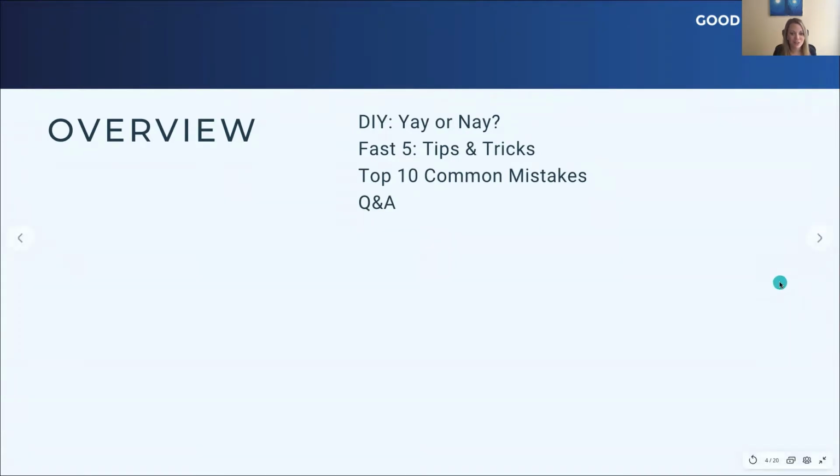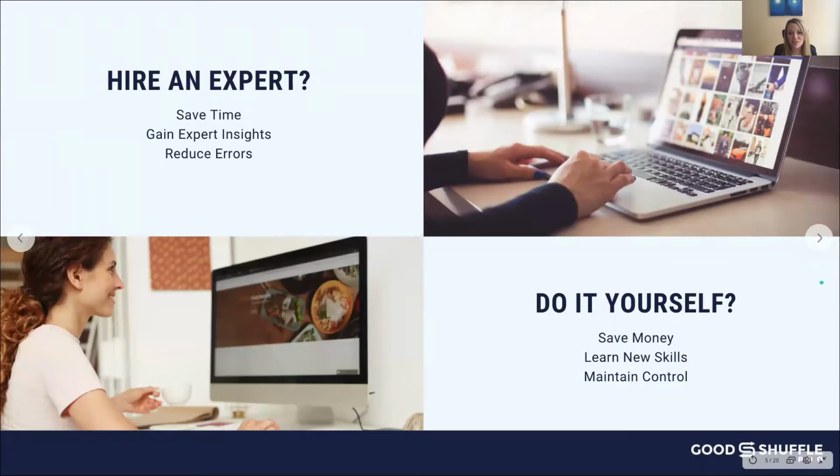So let's get started. The first fork in the road where we see folks get stuck is the question of, do I hire someone? Should I attempt to do this myself? And it really depends on a number of things. Obviously, there's a money cost versus time cost. That's always the number one factor in deciding if you want to outsource anything.